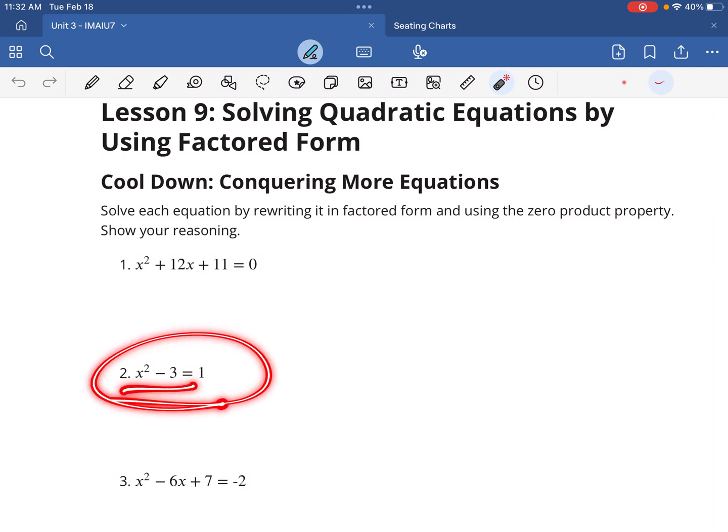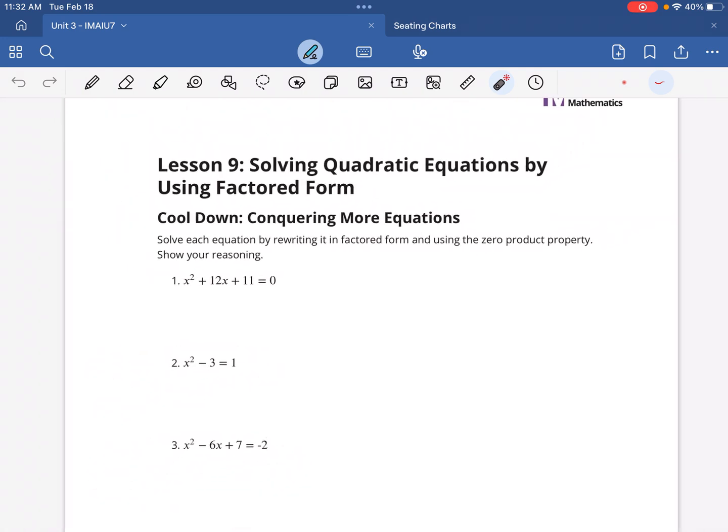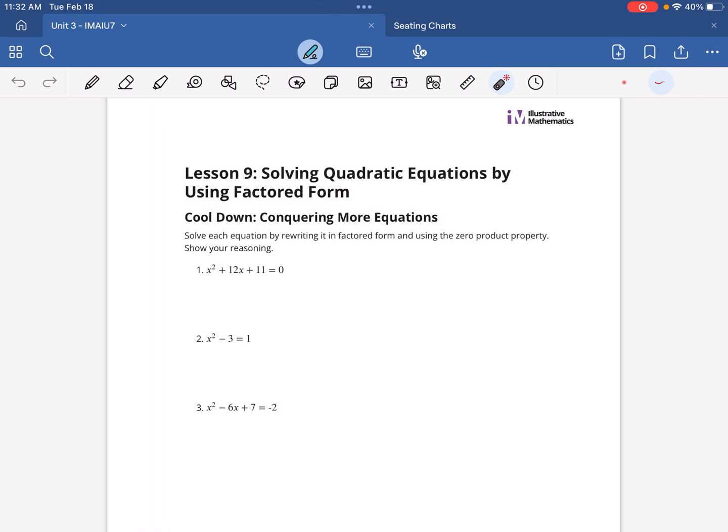For this one, we have a quadratic expression on the left equals 1. Make sure that this is equal to 0 first. Same thing down here. Make sure that's equal to 0, and then rewrite both of these in factored form and take each of the factors and set it equal to 0 and solve.